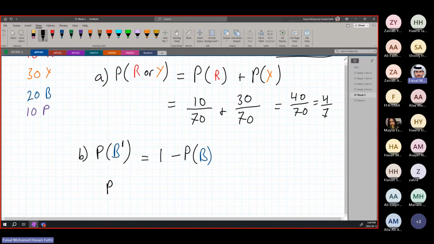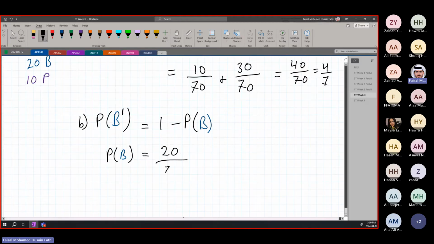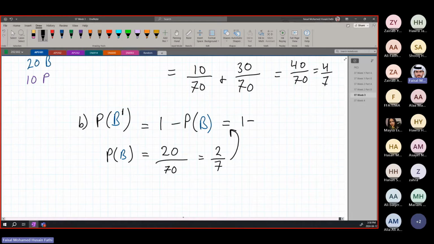So the probability of B is going to be equal to 20 marbles over the total number of marbles, 70. So it's equal to 2 over 7. And now if we plug this back into this equation, it is going to be 1 minus 2 over 7, so it's equal to 5 over 7. That's it. So P of not B is equal to 5 over 7.